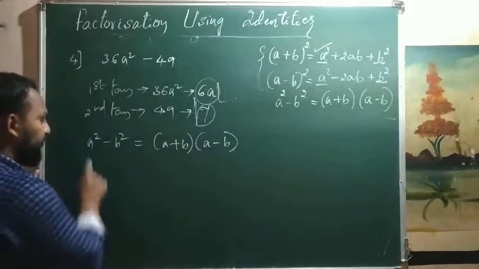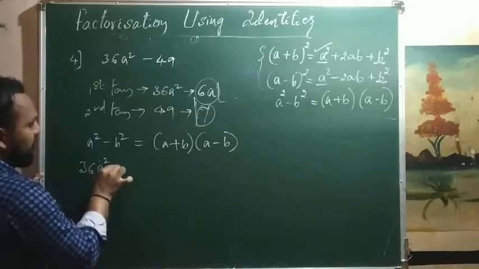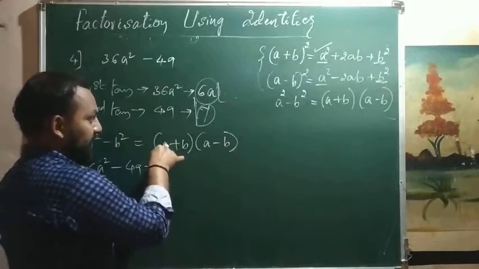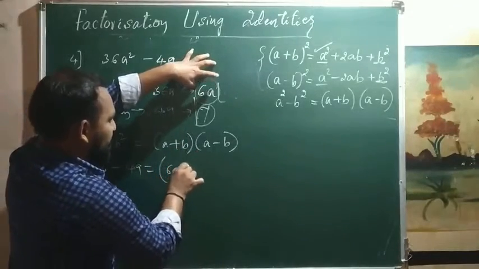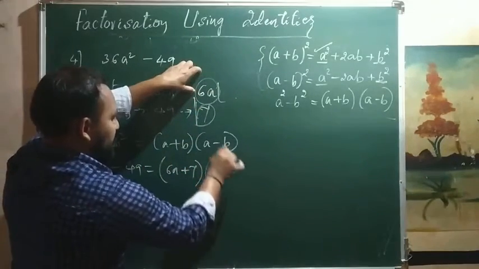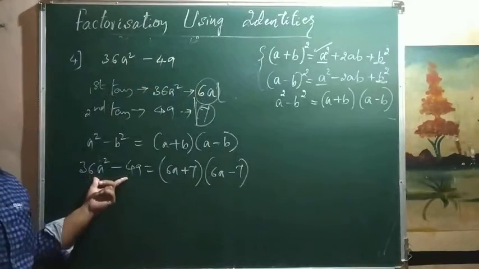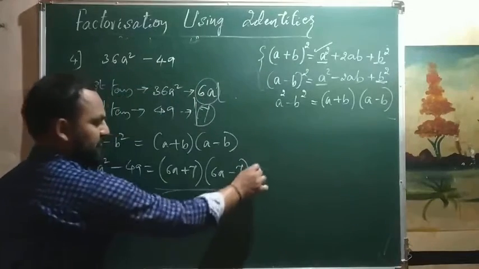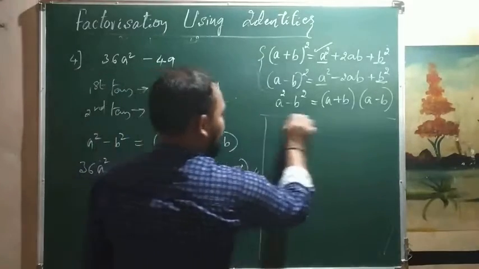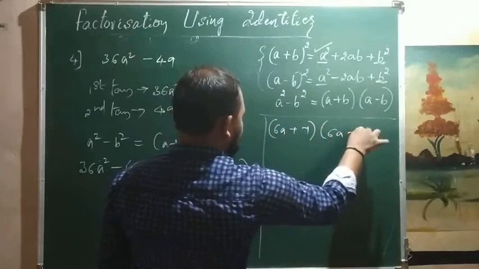Okay, here a square minus b square. Here this is in the form of 36a square minus 49. And write this expression here. What is a? 6a plus what is b? 7. Next, what is a? 6a, sign is negative, minus 7. Simple. If we multiply, this should come for us. Then these are the factors. These are the factors: 6a plus 7, 6a minus 7. Let us multiply and see. 6a plus 7, 6a minus 7.